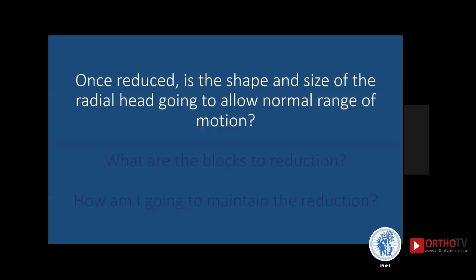So I don't really think well on my feet. I try and do all my thinking before the operating room and going in with a really good plan. But when I see this patient in clinic, the very first question I ask myself is, okay, if I can get this reduced and maintain a stable reduction after my surgical intervention, is the shape and size of the radial head going to allow normal range of motion?